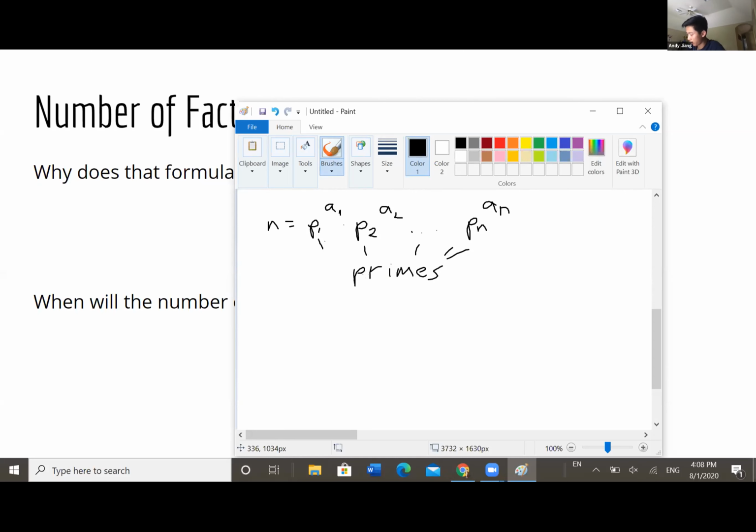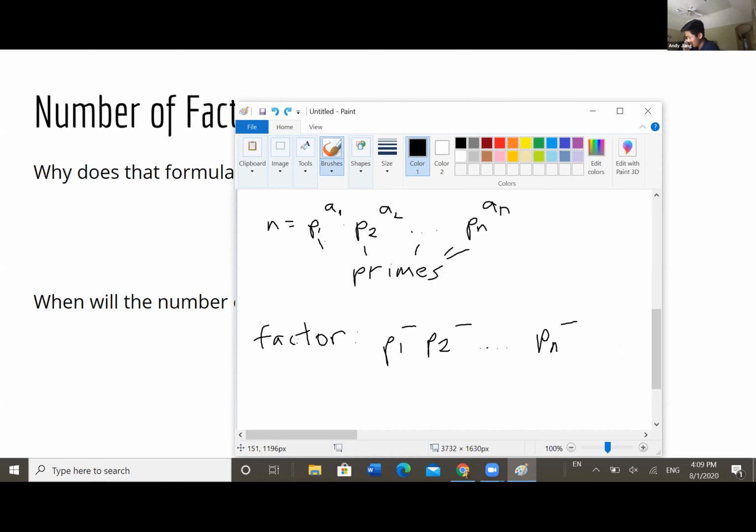Then any factor has to have the form of p1 to the something times p2 to the something, and so on, all the way up to pn to something. So it wouldn't be possible to have another prime like p(n+1) be a factor of n, because this prime never even showed up in the factorization. So there's no way it can exist in the prime factorization of a factor.